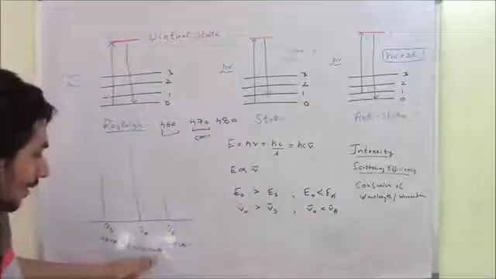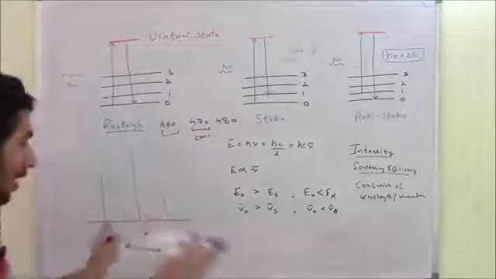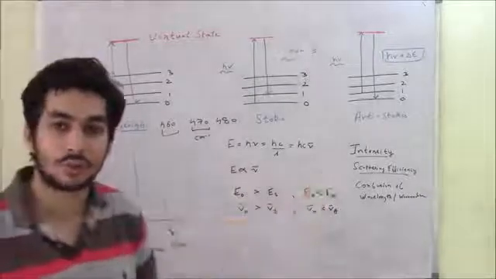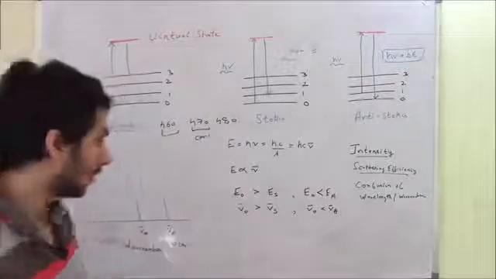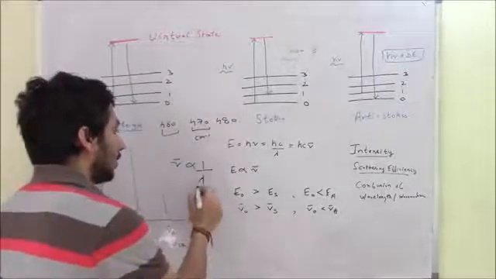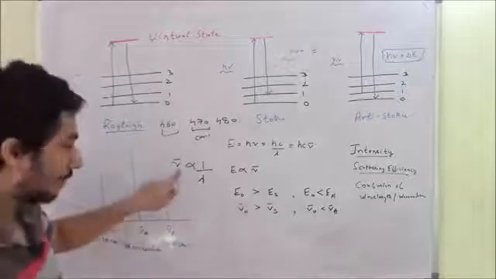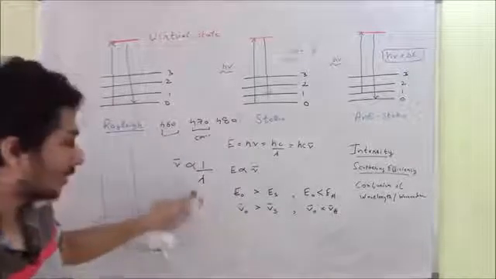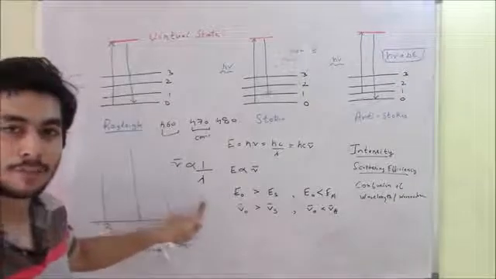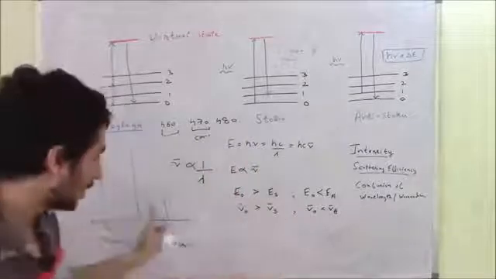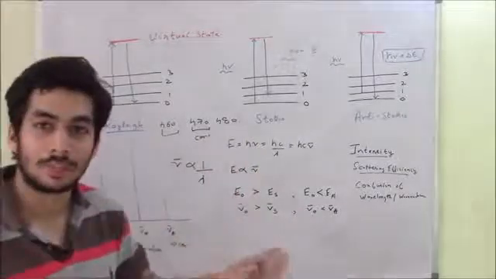Instead of wave number, if I write wavelength over here, then this graph will invert. Then on the left side we'll have anti-Stokes, and on the right side we'll have Stokes. Why? Because wave number ν̄ is proportional to 1 by λ. So the one with a higher wave number will have a lower wavelength, right? The one with a higher wave number will have a lower wavelength. So anti-Stokes has a higher wave number but a lower wavelength.